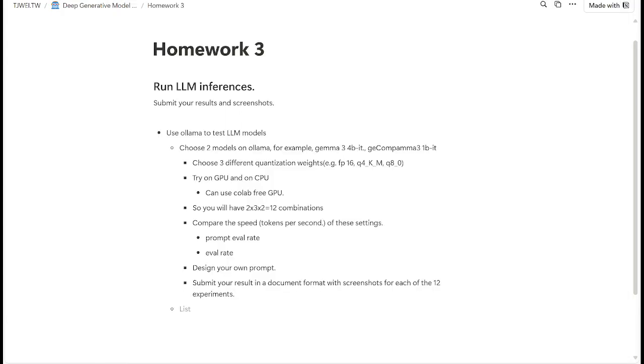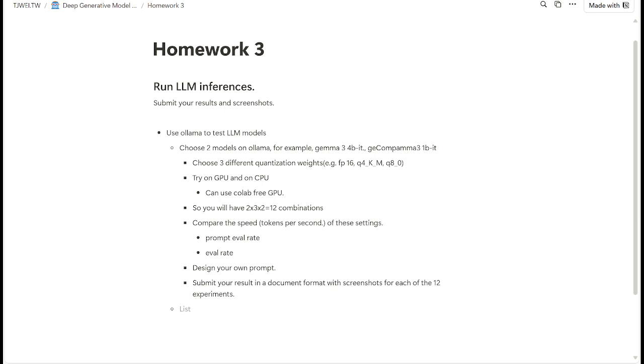Today we are continuing to talk about large language models like Llama 3, Mistral, and DeepSeek. But before that, let's talk about homework. This is homework 3, which will be published on E3.